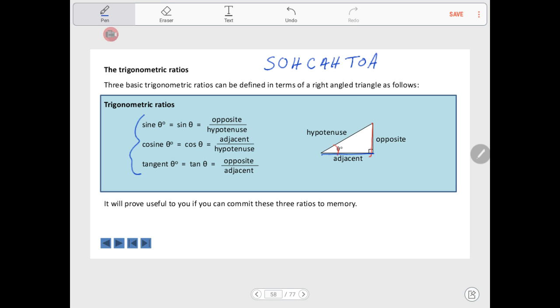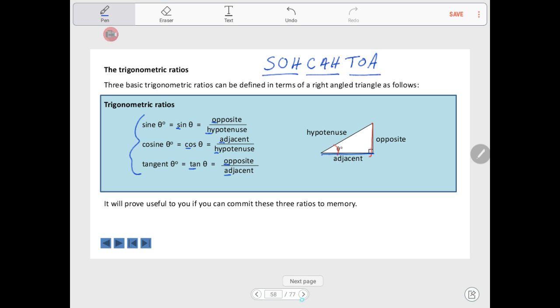Well, the sine of the angle is equal to the opposite side over the hypotenuse side, SOH. So, the cosine is equal to the adjacent over the hypotenuse, CAH, Cah. And the tangent is equal to the opposite over the adjacent, TOA, Toa.